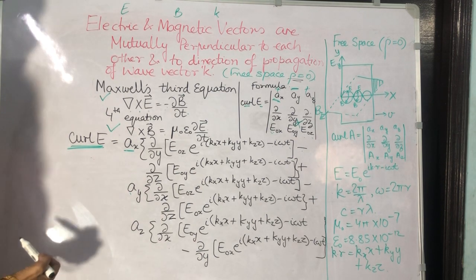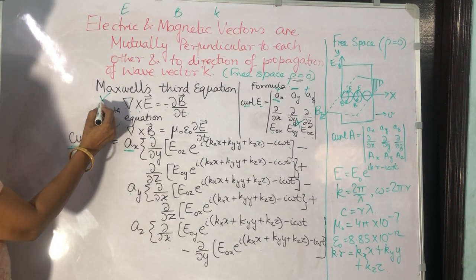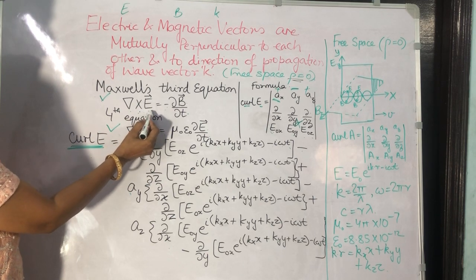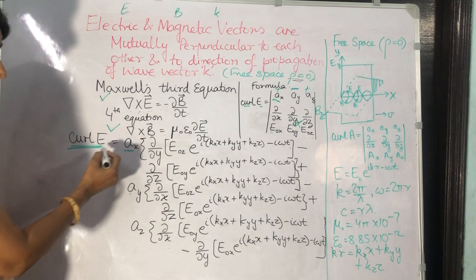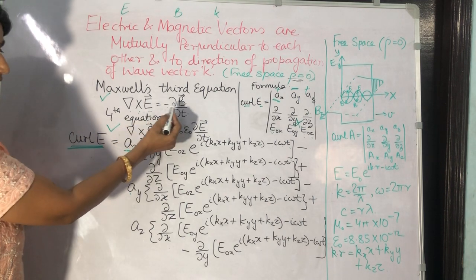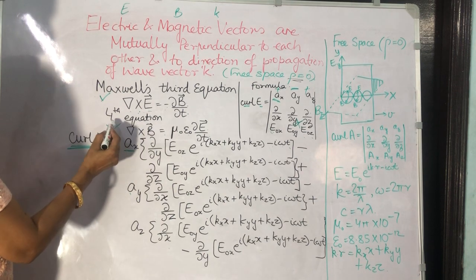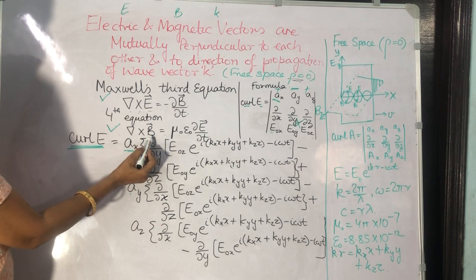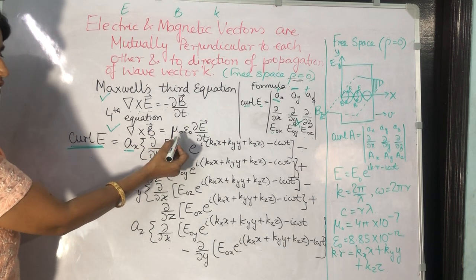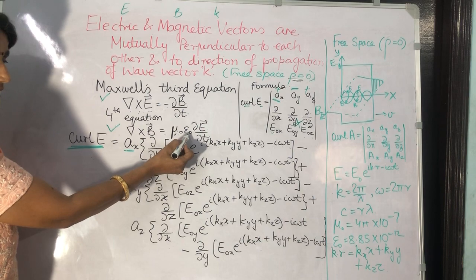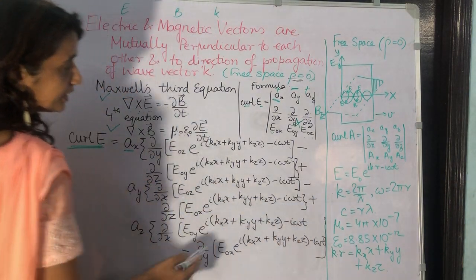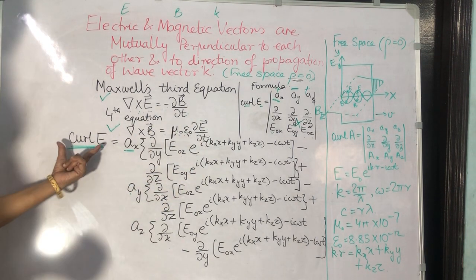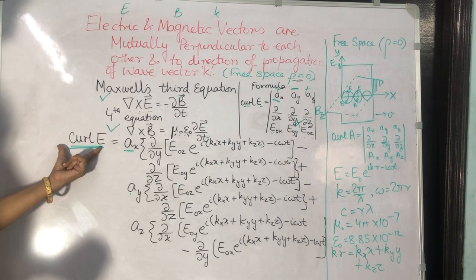Now we will take Maxwell's third equation, which is also Faraday's law of electromagnetic induction: del cross E equals minus del B by del t, where E is the electric field intensity and B is the magnetic field intensity. Maxwell's fourth equation for free space: del cross B equals mu naught epsilon naught into del E by del t, where mu naught is the permeability and epsilon naught is the permittivity, constants I have given here. Let us first find an expression for curl E.